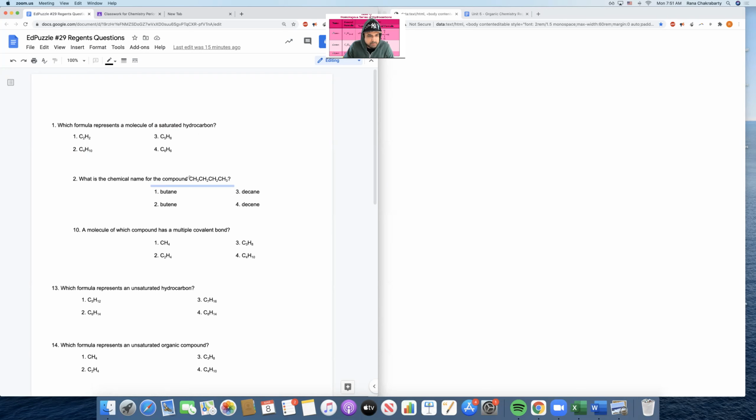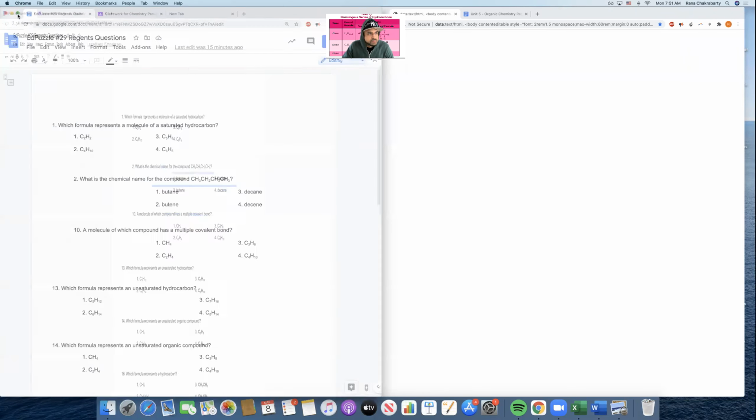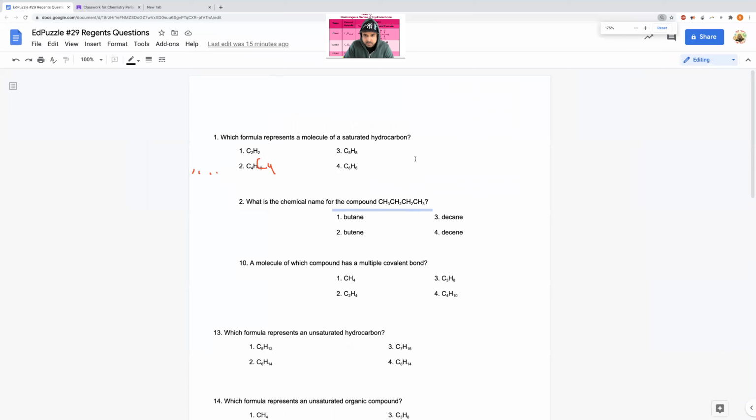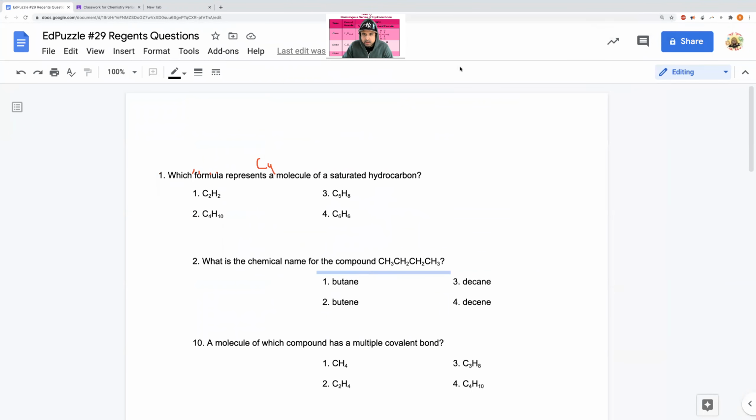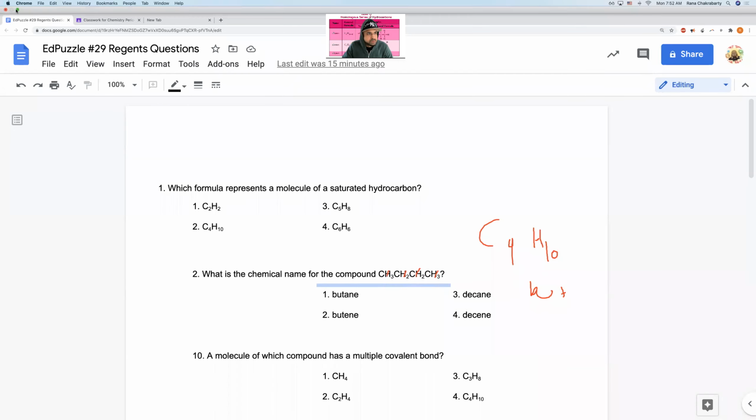What is the chemical name for this molecule here? So I have to count the carbons. So it looks like I have 1, 2, 3, 4 carbons. And let me just make this larger for everyone since it's the only thing on here. So this one here, I have 4 carbons. So it's C4. And I have 3, 5, 7, 10 hydrogens. So it's H10. So I know that's butane, actually let me show you guys on the reference table.